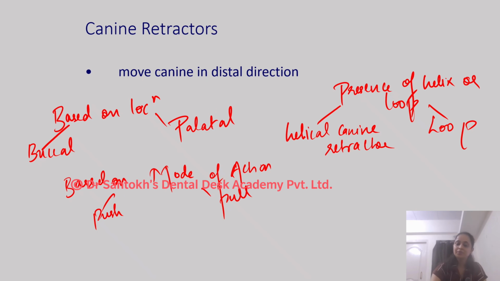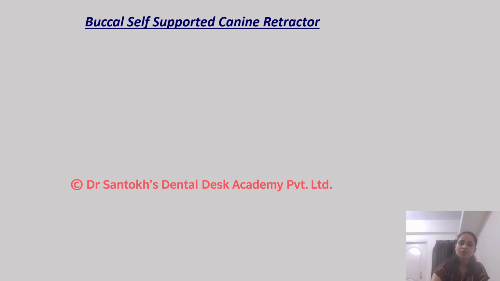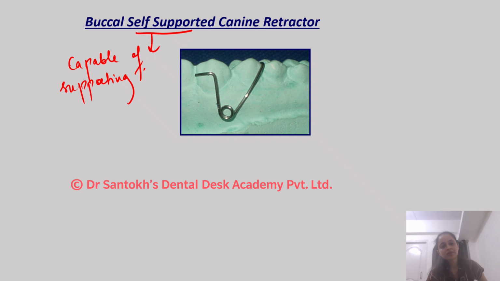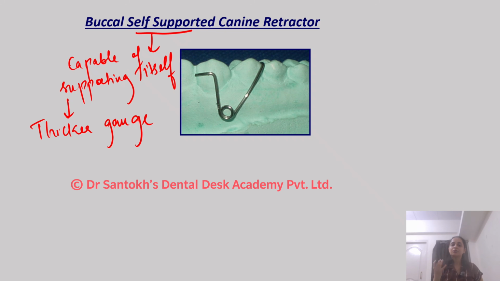Coming to buccal self-supported canine retractors. There are two types as mentioned. There is self-supported and there is supported canine retractor. So what will be the difference? Self-supported, as the name indicates, is capable of supporting itself. How is this possible? By making this canine retractor with a thicker gauge wire. If you are making the canine retractor with a thicker gauge, it is able to support itself. So this is a buccal self-supported canine retractor.